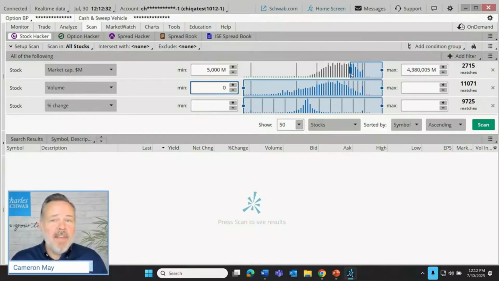This can also help us identify a culprit. If we built a scan and we're getting no results or very few results, and then we look up here and we see, oh, one of the criteria that we selected has a very narrow range or a very limited number of companies that meet that criteria, it directs our eye right to where we probably need to be a little bit more accommodating.